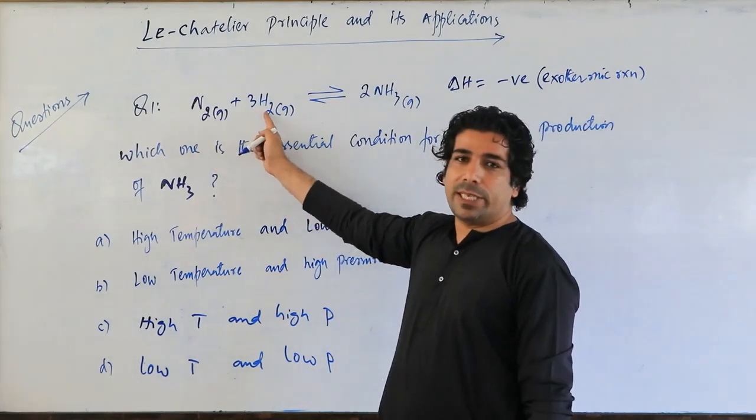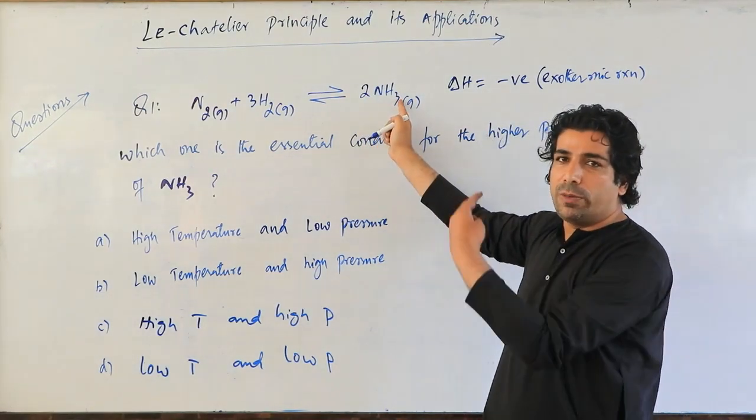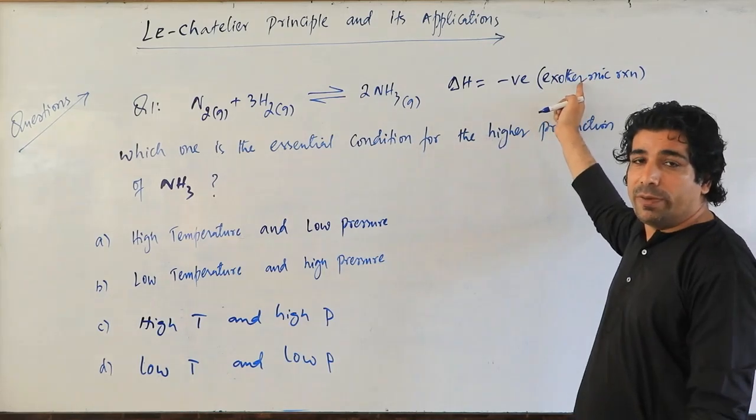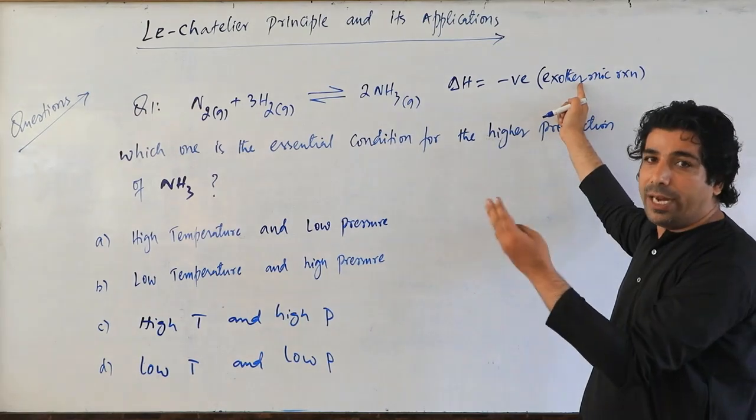N2 plus 3 times H2 gives me 2 times ammonia. So the forward process is mentioned here. It's negative. Negative means it's exothermic. So when forward reaction is exothermic, understand the backward reaction will be endothermic.